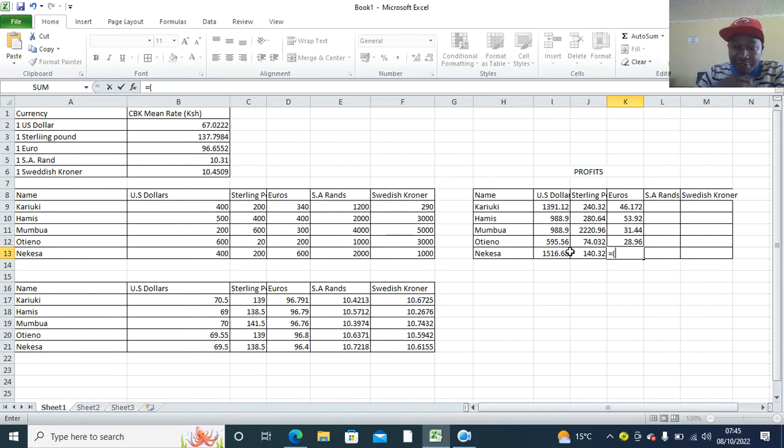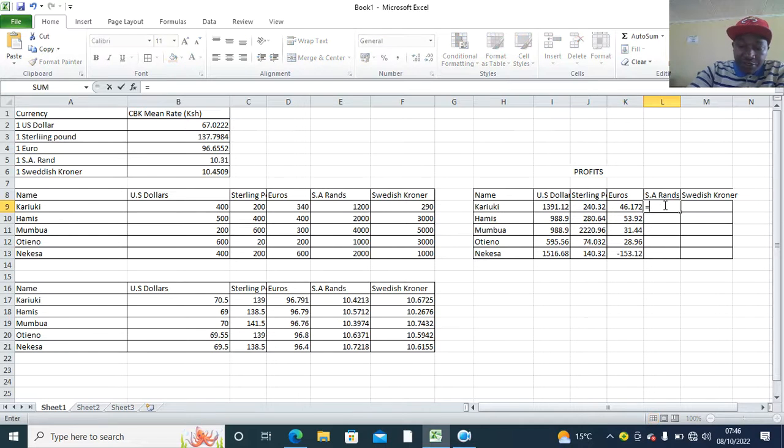The next one, open the bracket. That is for Nekesa. Open the bracket, 96 multiplied by 600, close the bracket, minus, open the bracket, the same 600 multiplied by the value of euros, close the bracket, enter. That is D13. We start with D, that is for Nekesa, euros. We have D21 multiplied by D, yeah, that's correct.